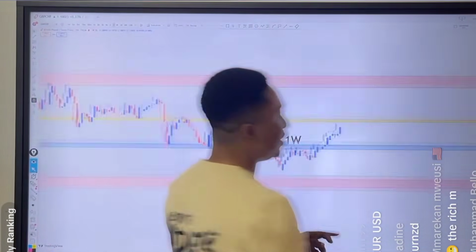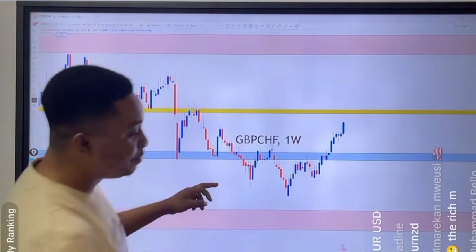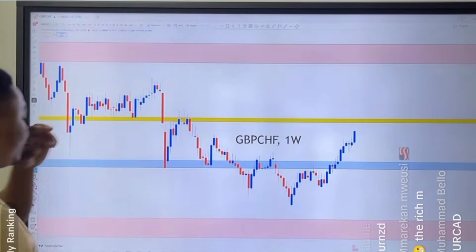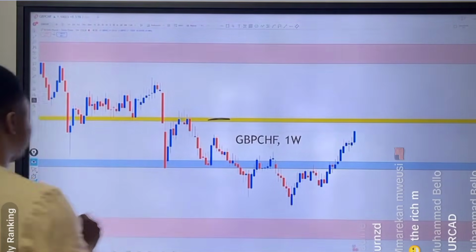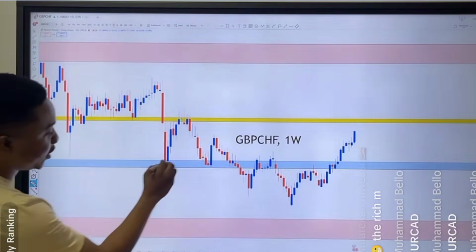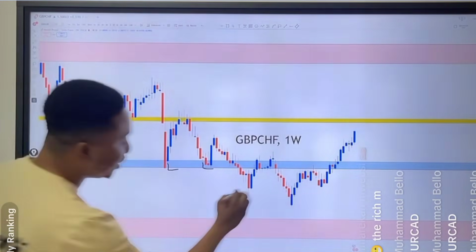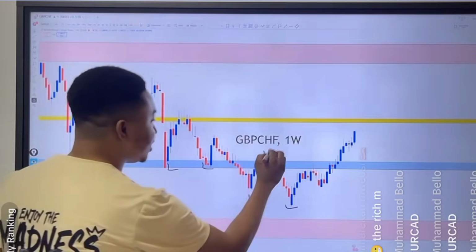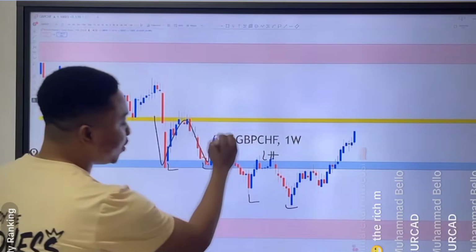This is the weekly time frame of the GBPCHF. Now GBPCHF on the weekly, we have the weekly resistance level. What is also going on? This is equal lows of the weekly. This is also equal lows. This is lower high. What happened over here?